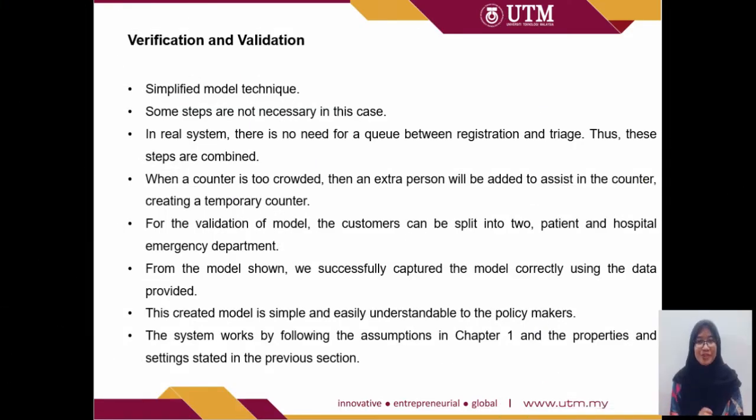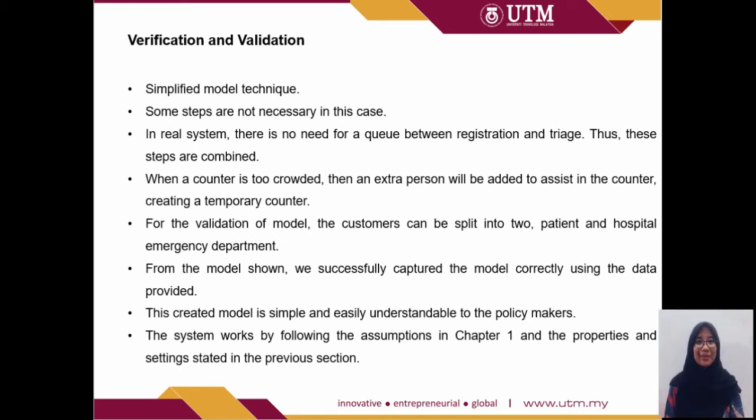Now we move to the verification and validation process. The technique used in verification is the simplified model. By comparing to the conceptual model, it can be seen that some steps are not necessary in this case. In the real system, there is no need for a queue between registration and triage. Thus, these steps are combined. By referring to the real system, when a counter is too crowded, an extra person will be added to assist at the counter, creating a temporary counter.